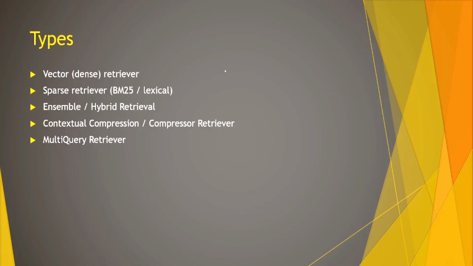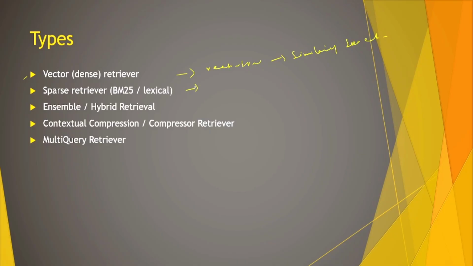So next is types. What types of retriever are there? First one is the vector-based retriever. This is the simple one that I have already shown you, that is, a vector store performing similarity search. This is called a vector retriever.